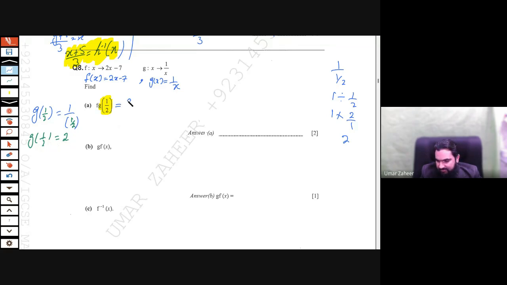Now f stays as it is, and in place of g of 1 by 2, we substitute 2. Now we apply the f function. The f function is 2x minus 7, and in place of x, we substitute 2. 2 times 2 is 4, 4 minus 7 is minus 3. That is the final answer.